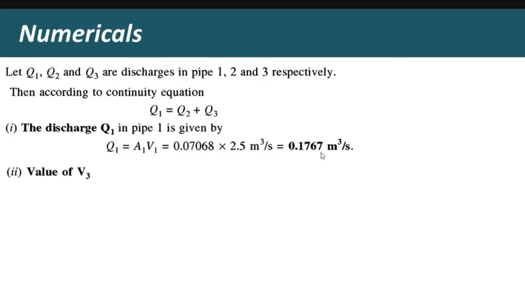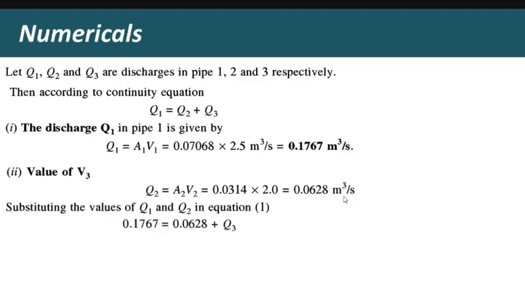After that, we are supposed to find the velocity V3. So we know discharge Q2. Q2 is again A2 into V2. So 0.0314 into 2. So it is 0.0628 meter cube per second. So we'll put the values of Q1 and Q2.